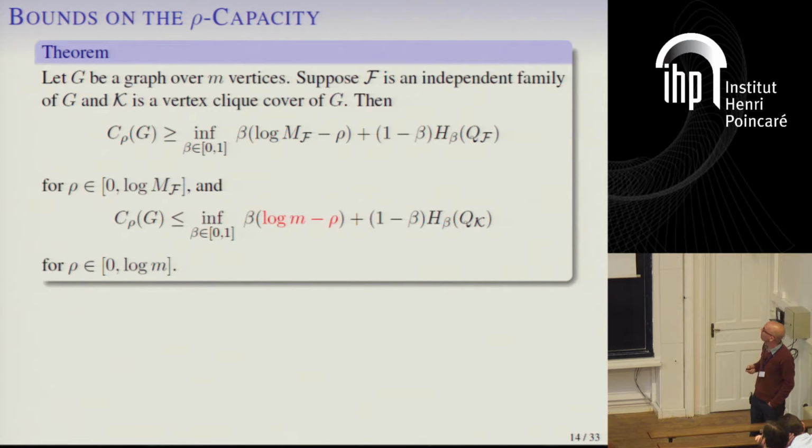If we have a graph over m vertices and we have some independent family F of the graph and clique cover K of the graph, then these upper and lower bounds hold. And they look quite the same. They come from the same place. Let's look at the upper bound.